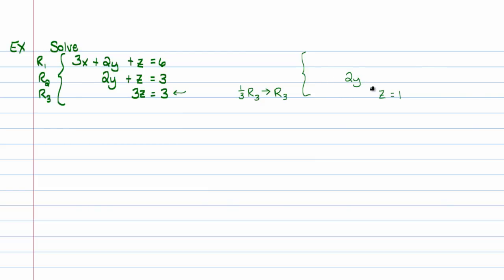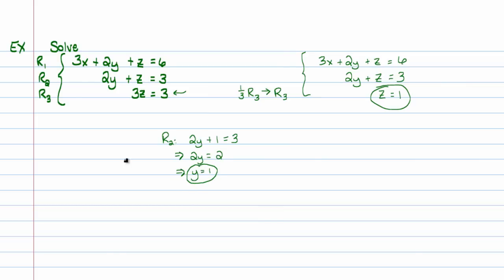Everything else has remained untouched, so I'll go ahead and write that up here like this. 3x plus 2y plus z is equal to 6. Well, now that I know what z is, just 1, I can plug that into the previous equation. So in other words, in row 2, I plug in z equals 1, so I get 2y plus 1 is equal to 3. Or in other words, 2y is equal to 2. Or in other words, y is equal to 1.